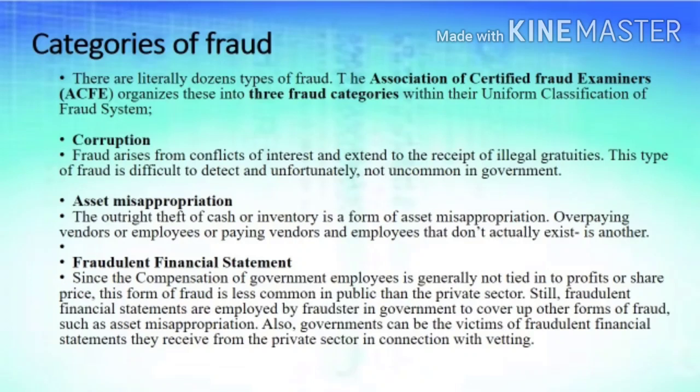The second category of fraud is asset misappropriation. The outright theft of cash or inventory is a form of asset misappropriation. Overpaying vendors or employees, or paying vendors and employees that don't actually exist, is another. Asset misappropriation is the most common form of fraud, and cash schemes are the most common type of asset misappropriation: skimming of cash and cash larceny.